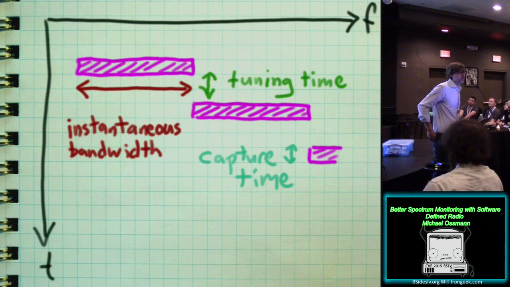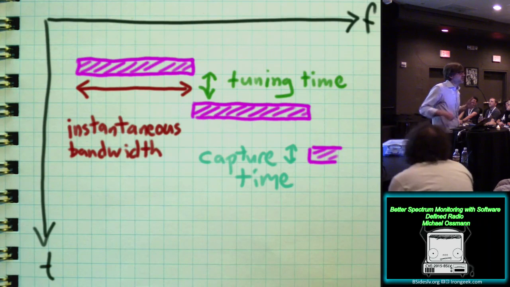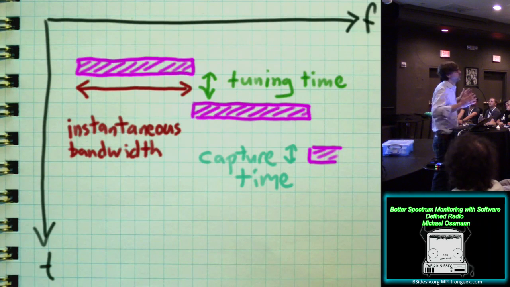Now, one of the things I've been looking at lately is I know that I can choose any capture time that I want, and I know that I can choose any instantaneous bandwidth I want up to the limit of the hardware platform. But what about the tuning time? Can I improve the tuning time? For the most part, that's kind of a fixed thing. Like if you're using a Realtek dongle, you can't change that a whole lot.